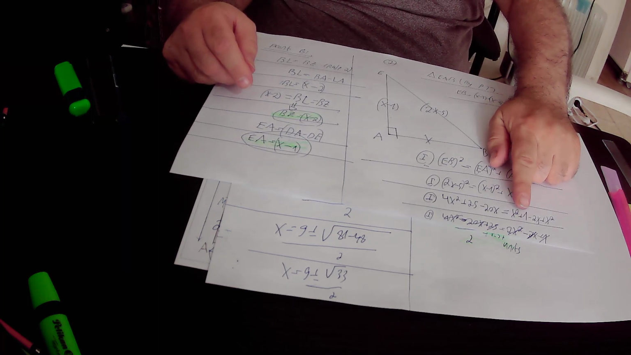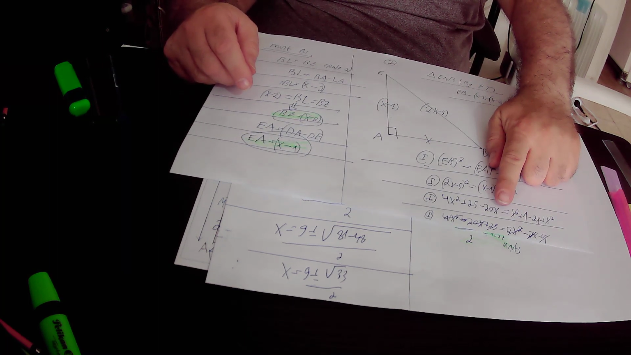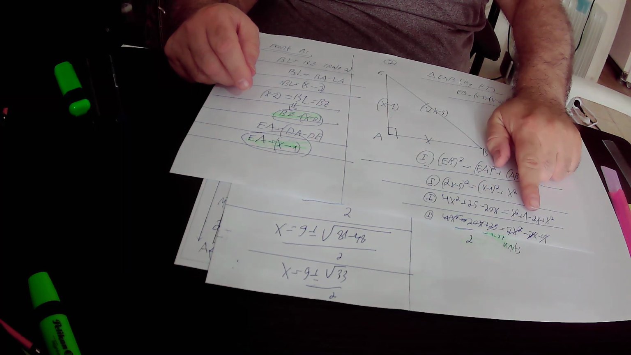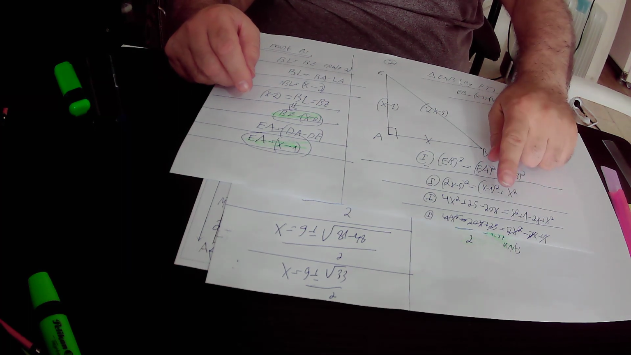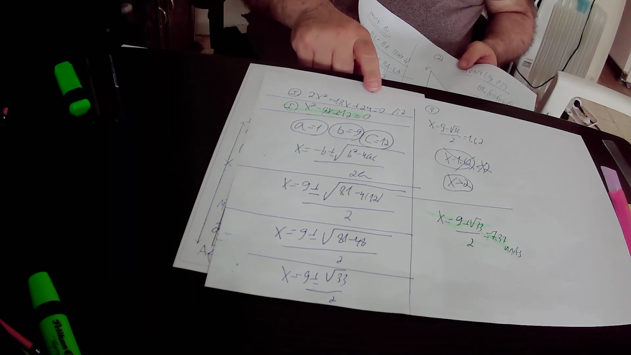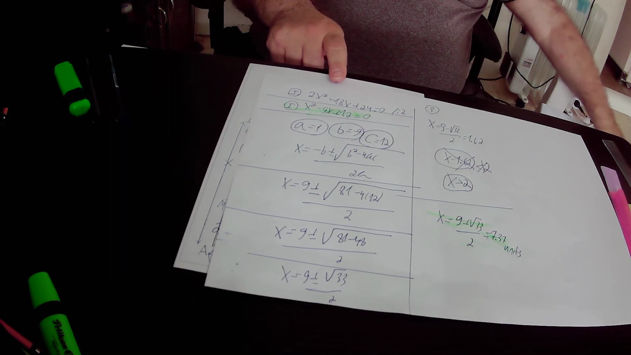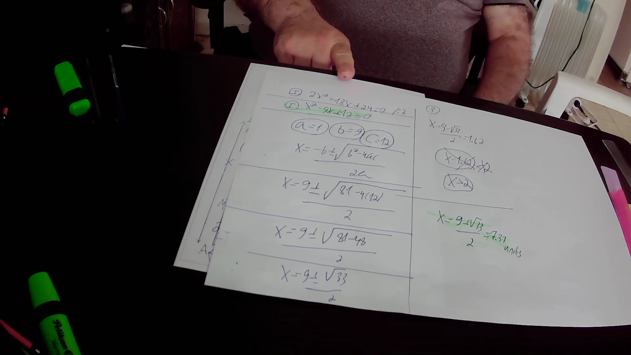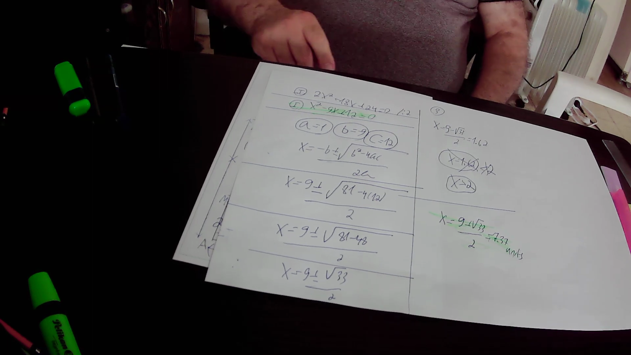And we subtracted 1 from this equation. So here 1 minus 1 is 0. 25 minus 1 is 24. So in conclusion, we found out that 2x squared minus 18x plus 24 equals 0.